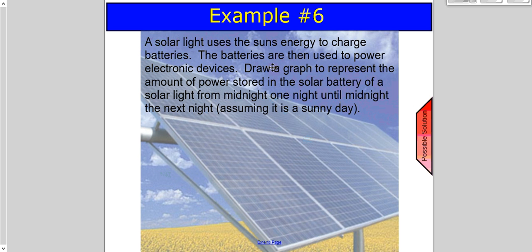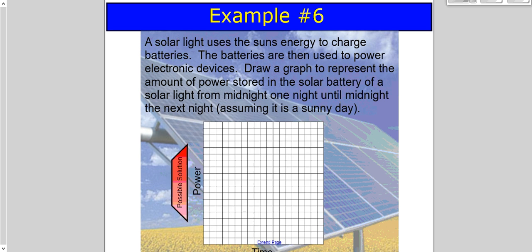All right, a solar light uses the sun's energy to charge batteries. The batteries are then used to power electronic devices. Draw the graph to represent the amount of power stored in the solar battery of a solar light from midnight one night until midnight the next night, assuming that it's a sunny day. So can you draw the graph that represents the amount of power that's going to be stored in that solar battery of the solar light? Pause it here, come on back and see what could be an answer.